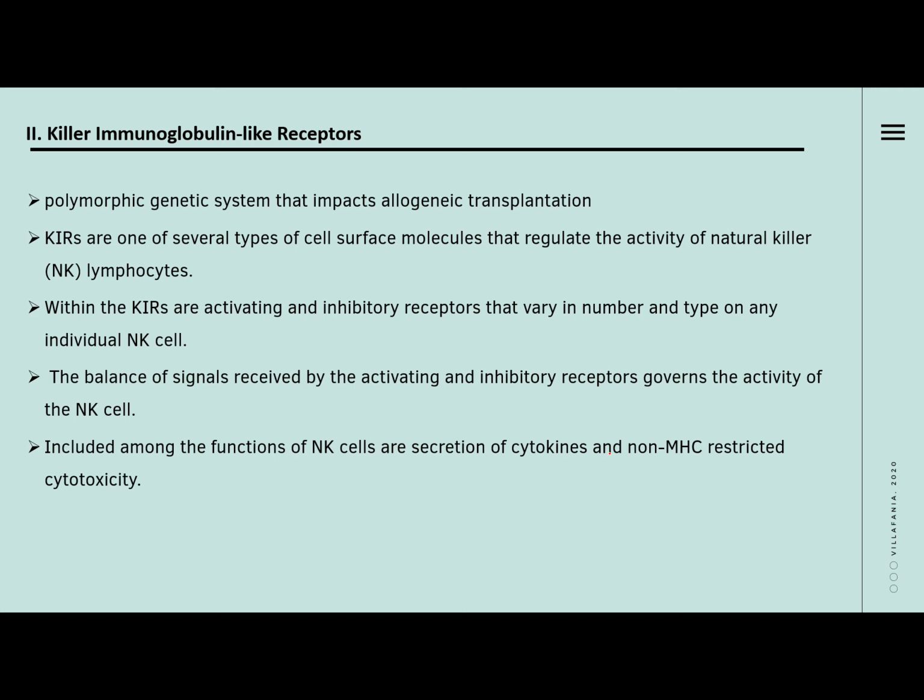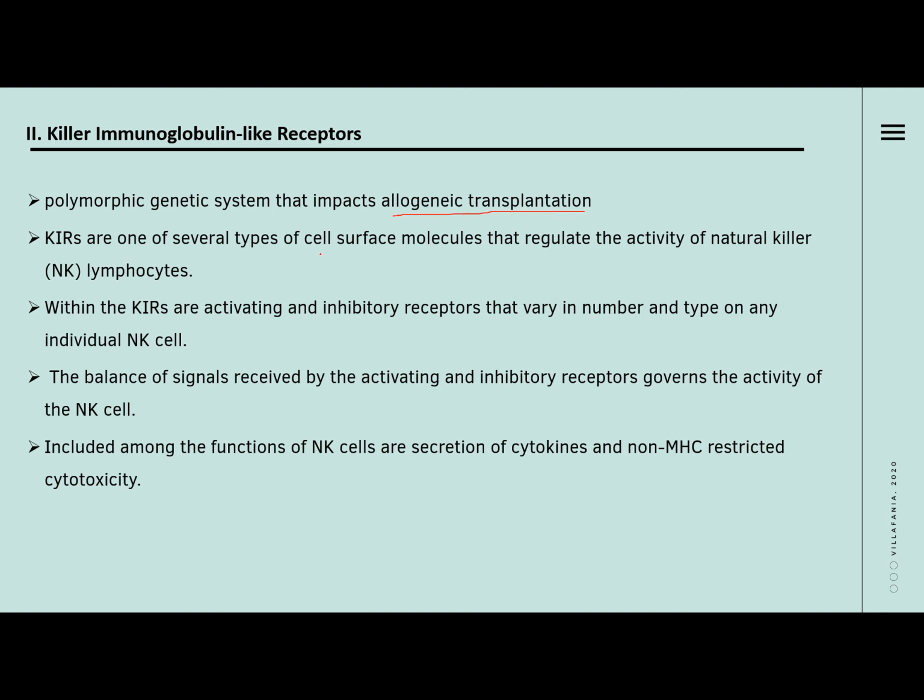Then we also have your killer immunoglobulin-like receptors. Ano ba tong killer immunoglobulin-like receptors na to? This is a polymorphic genetic system that would impact allogeneic transplantation. KIRs are one of the several types of cell surface molecules that regulate the activity of natural killer lymphocytes.